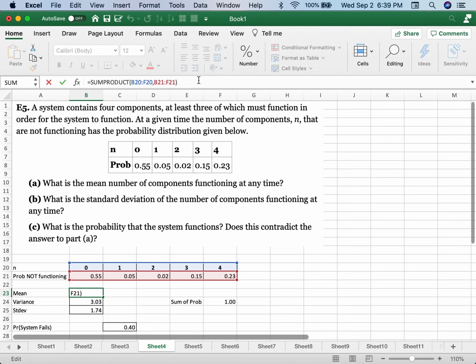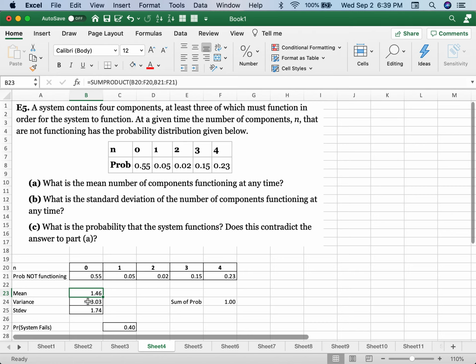Now the only difference here than how you've done other problems is the arrays are in rows as opposed to columns. But that's still fine. Sum product can still handle it. So the row of B20 to F20 times the array of B21 to F21 yields the mean in cell B23. Okay, so there's the mean.